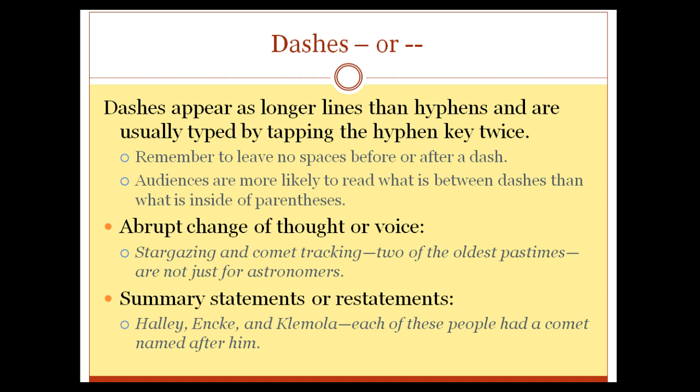Also, dashes are great for summary statements or restatements. Notice the example here. Haley, Enki, and Klamoa, each of these people had a comet named after him. What's important about this statement is that oftentimes we'll think that we need to actually have a colon here. We can't. As you may recall from an earlier lesson, colons can only come after an independent clause. There's no verb here. Plenty of three subjects, but no verb. Therefore, we can't have a colon here.